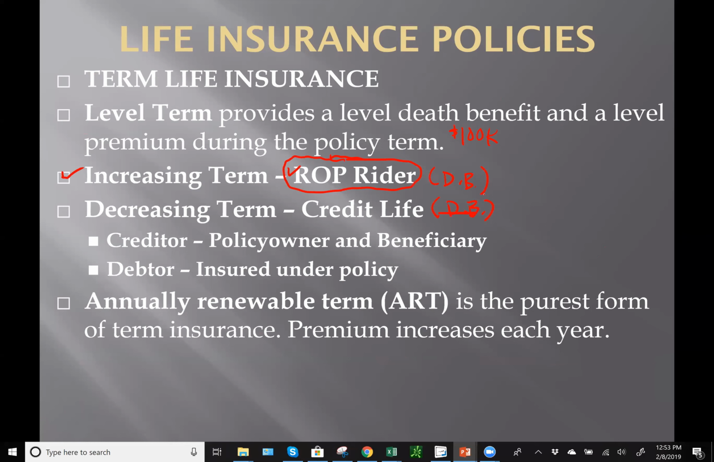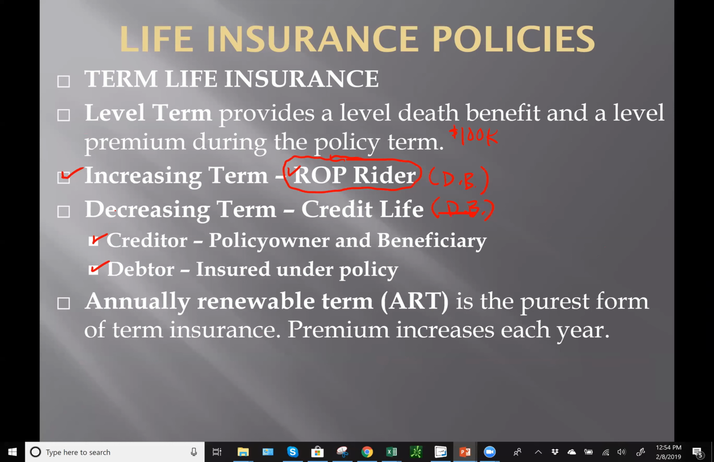This is also word association for your test. You need to associate decreasing term insurance with a specific type of insurance called credit life insurance. So credit life is coverage written on the life of a debtor to a creditor. Now, the creditor is the policy owner and the beneficiary. The debtor is the one that's insured under the policy.